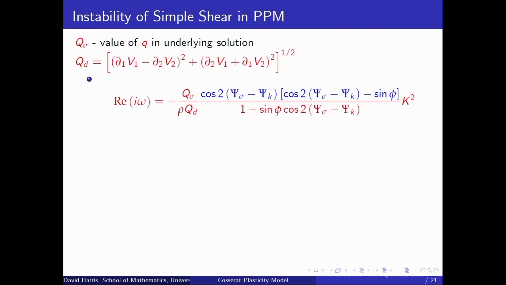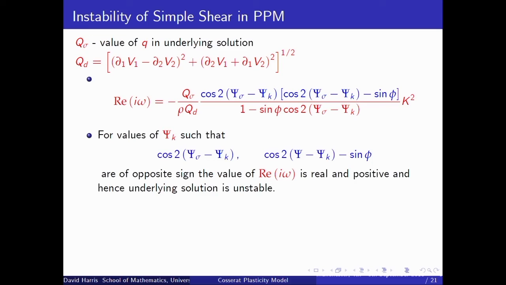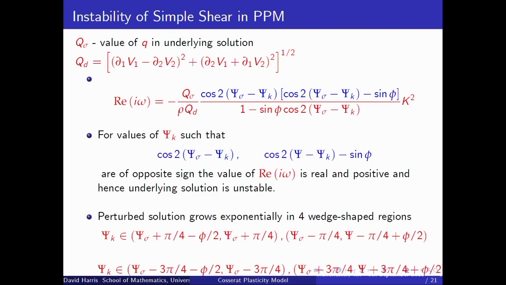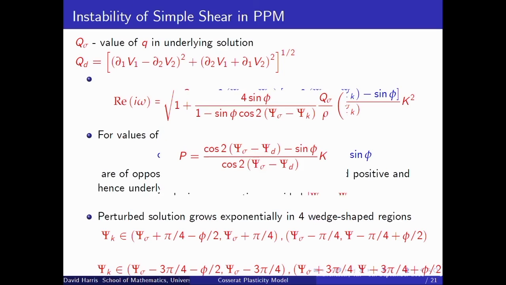The big Q's are the second invariants of the stress and the strain rate. We get the result of our stability analysis is something like this. We can see that these blue terms here take both positive and negative values. There is a nice minus sign here, but these now take positive and negative values. And so one of the perturbed solutions grows exponentially in 4 wedge-shaped regions. So you can see it's unstable. This is a consequence of the fact that this model is ill-posed.